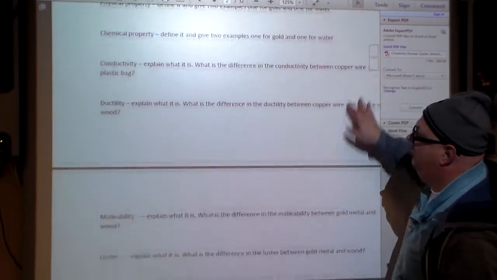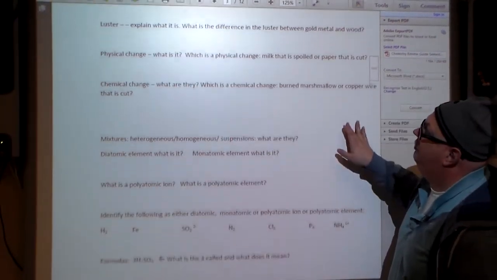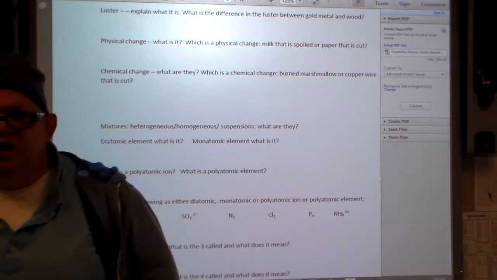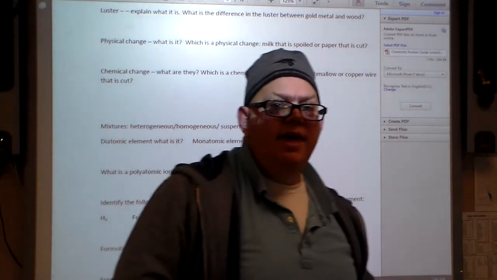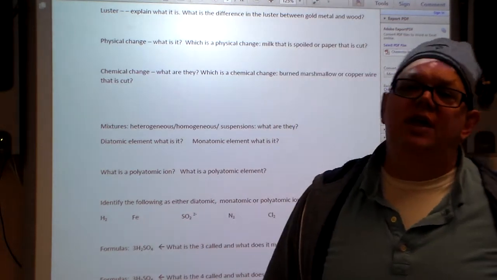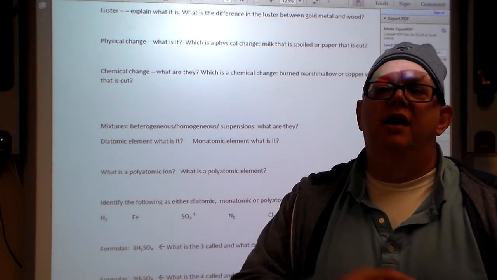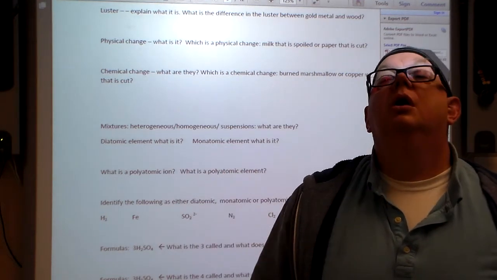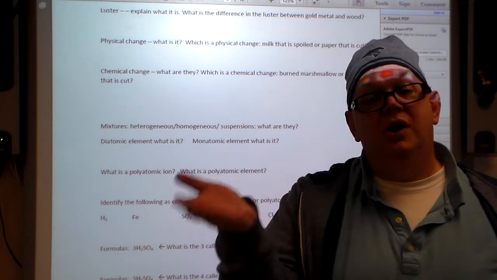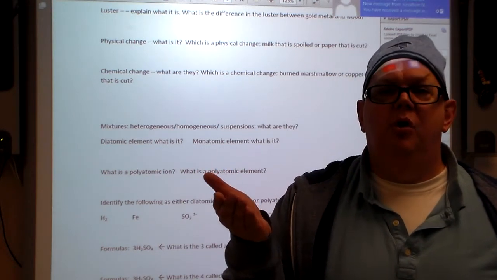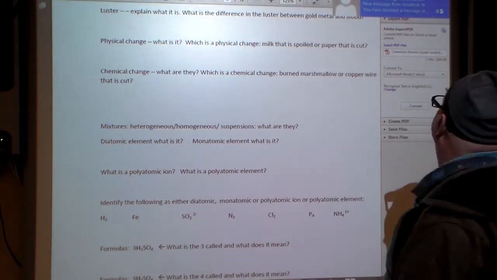Conductivity, we already know. Ductility, malleability, luster, physical change, chemical change, okay? Physical change, remember, you start out with a substance, you still end up with the substance. Piece of paper, folded in half, oh look, physical change. A chemical change is when you start out with paper and you end up with something else. I light the paper on fire, it burns to a carbon.